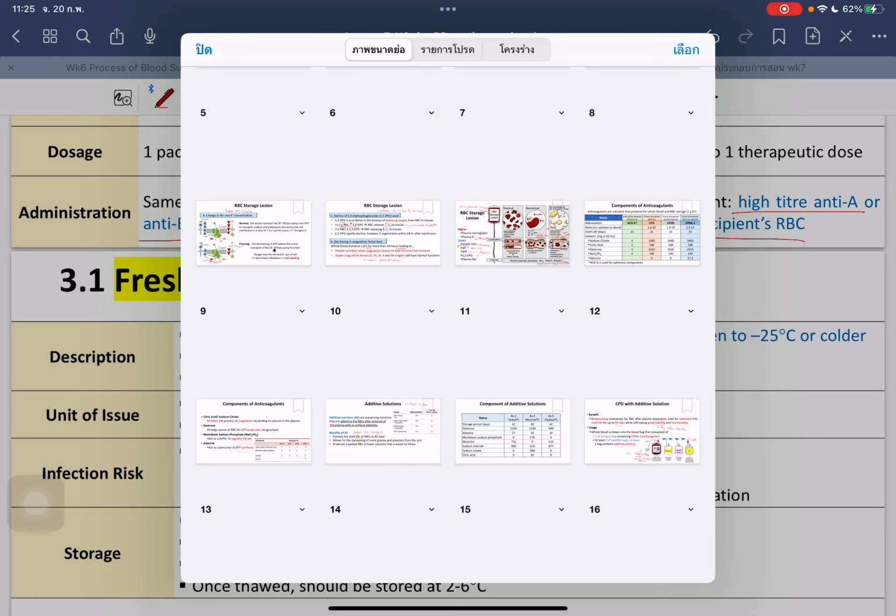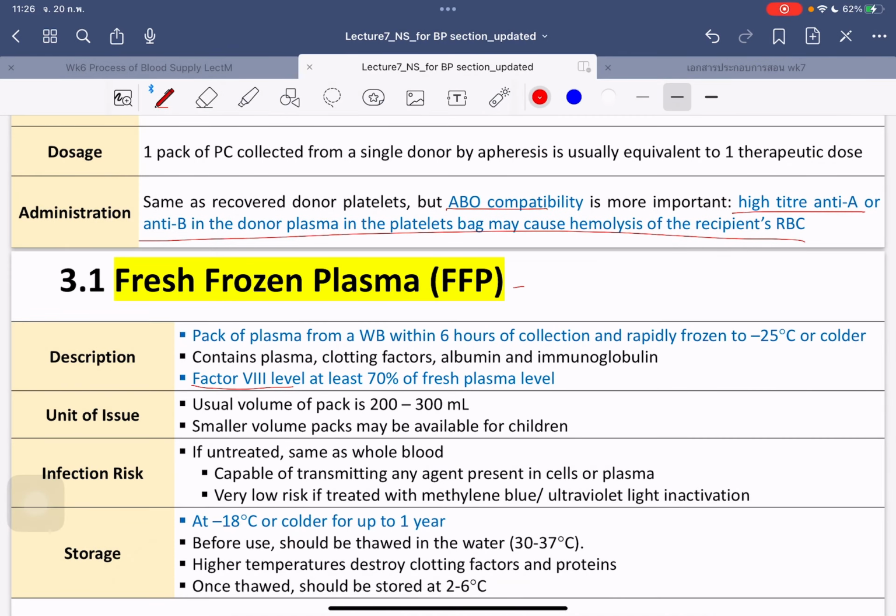I know that the lecture is very detailed. By the way, this is one of the points that you use a lot in the hospital and that also appears in the MT license exam. So you have to see this one.